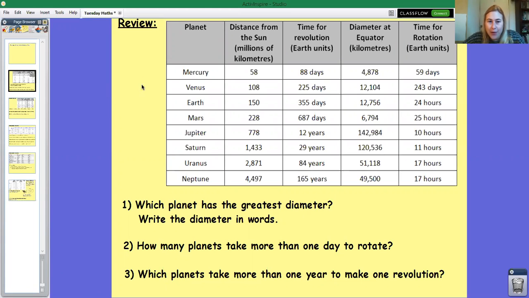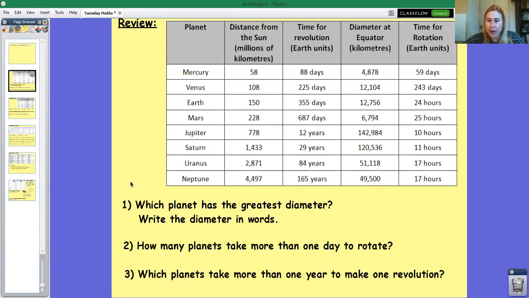So you've got a review task and you can see that you've got a table of information here about planets. Now don't be deceived, we're not doing planets as our topic anymore, but I thought I'd throw this in just as a bit of a reminder of what we did last term. So let's talk about tables. Tables have got columns and they've also got rows which go horizontally across. And you've got some questions here about the information in the table.